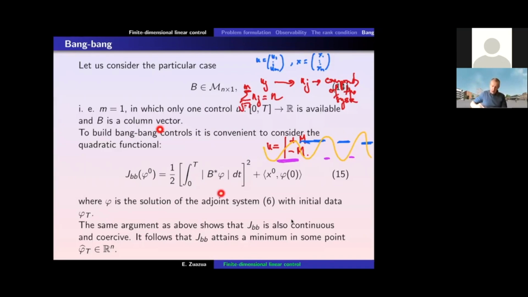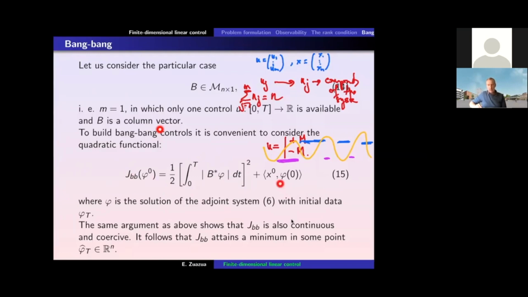Why? Because before, we had a minimization problem very naturally coming from Lax-Milgram and the variational interpretation of the control problem. I had a functional in which I was integrating B star phi squared. Now the square, I am putting it outside. And I call this functional now J_BB, BB being for bang-bang. Why? Because out of this functional, I will get bang-bang controls.